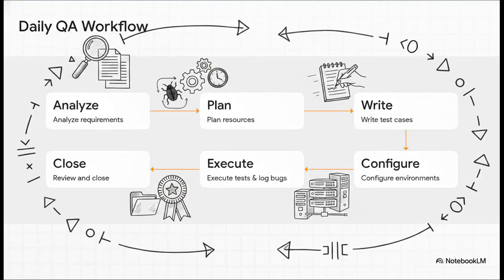Let's bring all these concepts together and see how these 6 phases flow seamlessly in your everyday corporate environment. Whenever a new feature is assigned to your team, you'll start by analyzing the requirements. Then, the team plans the resources. You'll sit down and write the step-by-step test cases. Next, you'll configure the specific test environments. You'll execute the tests and log the bugs. And finally, you will review and close the project. It's just a continuous, logical loop where every single step builds a necessary foundation for the next.